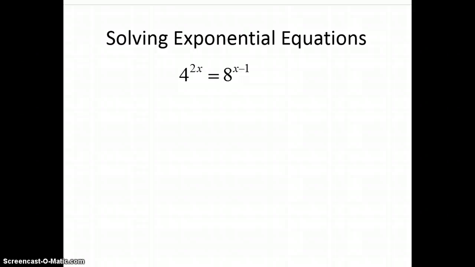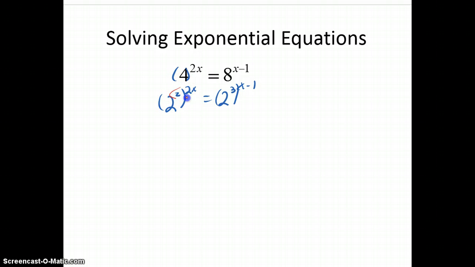The next example, we have 4 to a power and 8 to a power. This one's a little trickier because you can't just change one, you're going to have to change both of them. So instead of 4, I'm going to write it as 2 squared, and instead of 8, I'm going to write it as 2 to the 3rd. And remember, these are all being raised to these certain exponents, so we have to realize that.